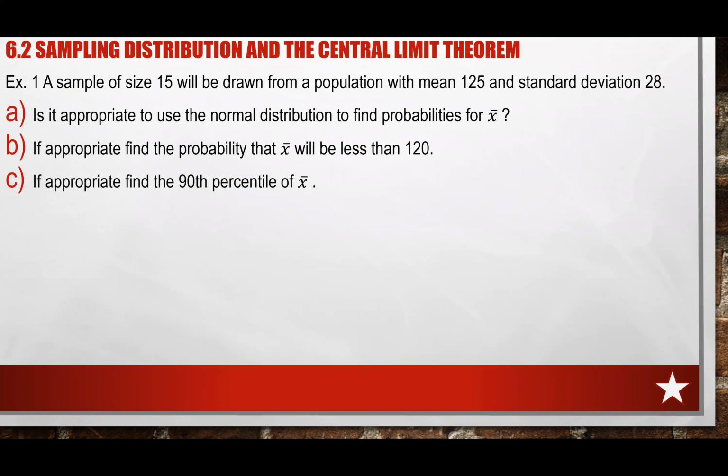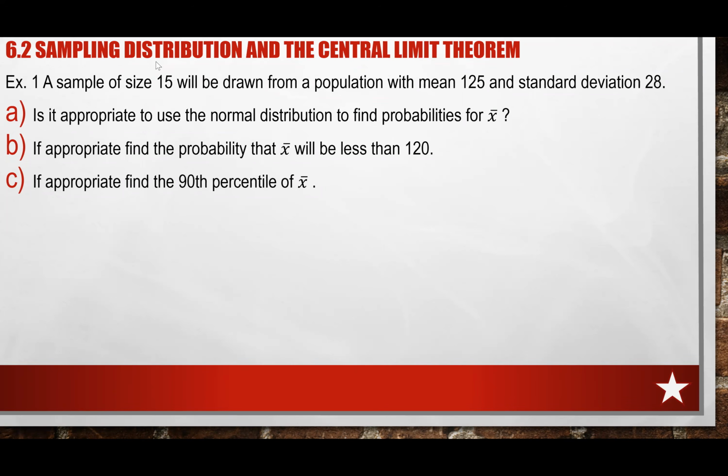So let's take a look at this example 1. A sample size of 15 will be drawn from the population with the mean of 125 and the standard deviation of 28. Is it appropriate to use the normal distribution to find the probability of X? Looking at this, is it appropriate to use it?